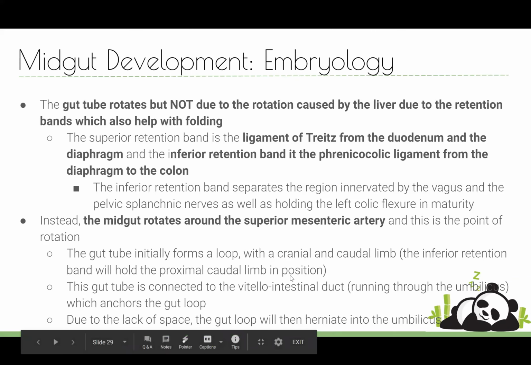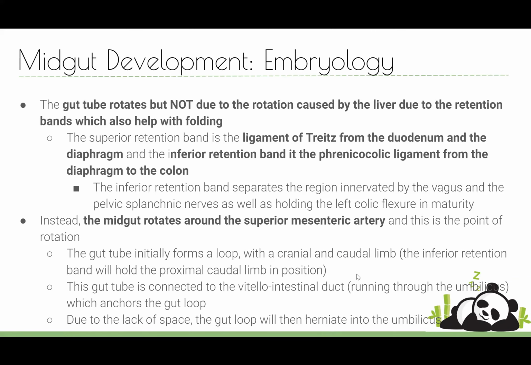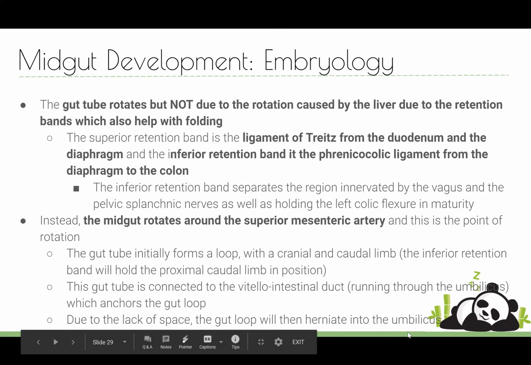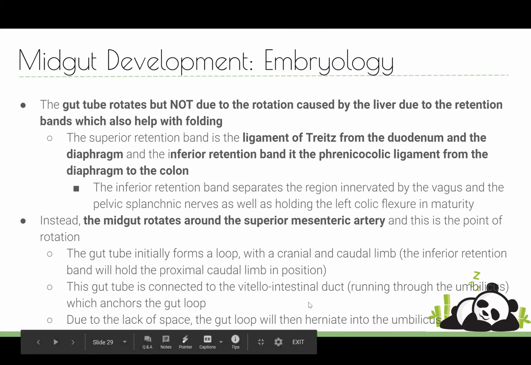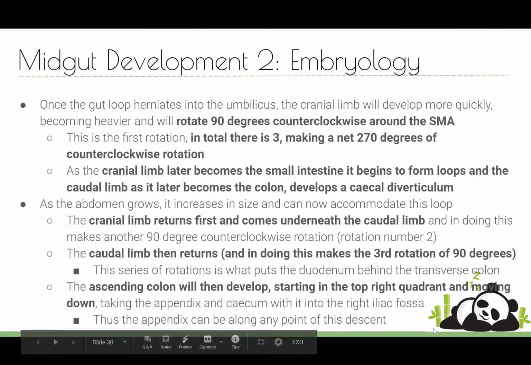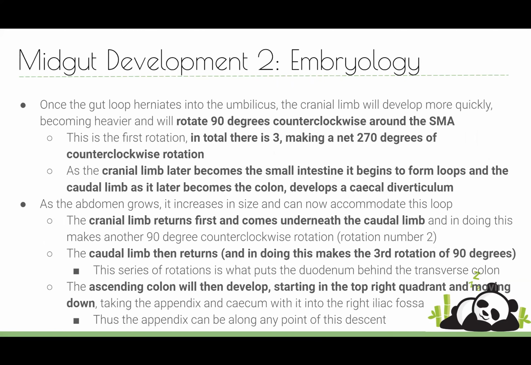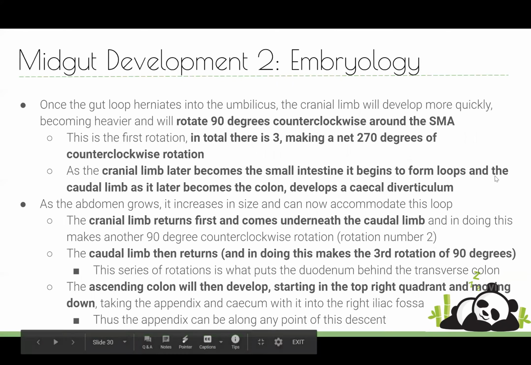So what will happen is it will go through into the umbilicus because there's basically just not enough space. And it's connected to this thing called a vitellointestinal duct. I don't know how important that is, but basically it herniates into the umbilicus with this loopy structure. As they grow and develop, the cranial limb is developing faster and will become heavier. And this will be the first 90 degrees counterclockwise turn around the SMA.